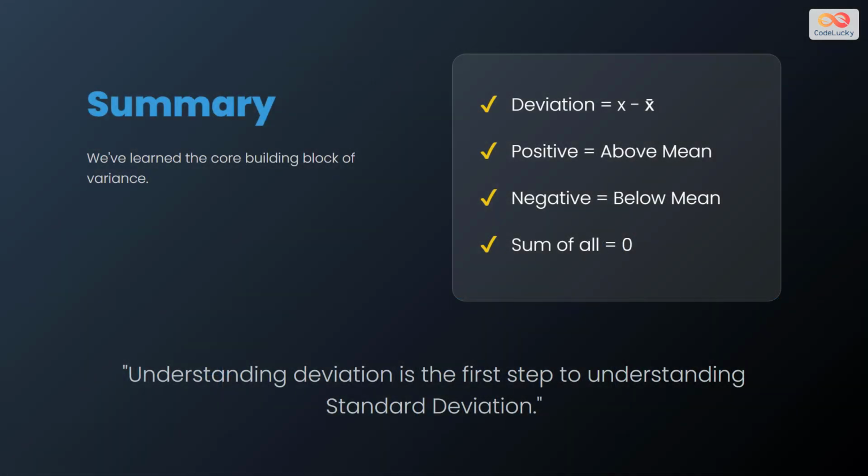To wrap up, deviation is just x minus x bar. It measures the distance from the center. Positive means above average, negative means below, and they all sum to 0. Understanding this simple gap is the first step to mastering standard deviation and variance.